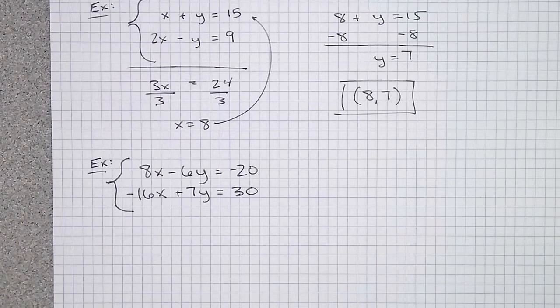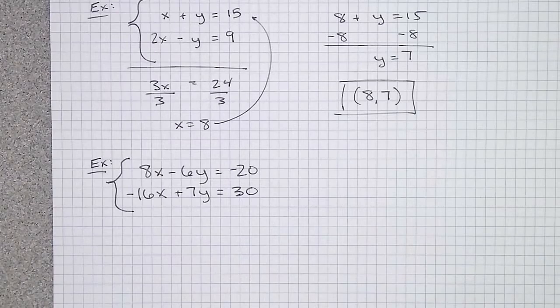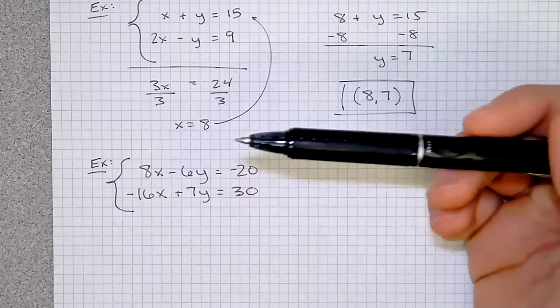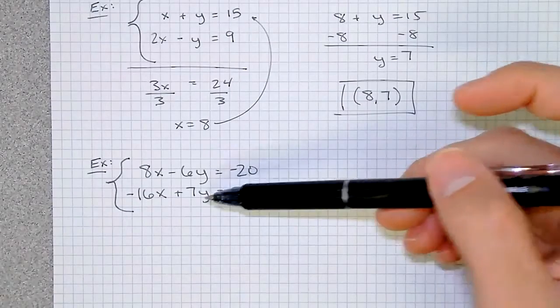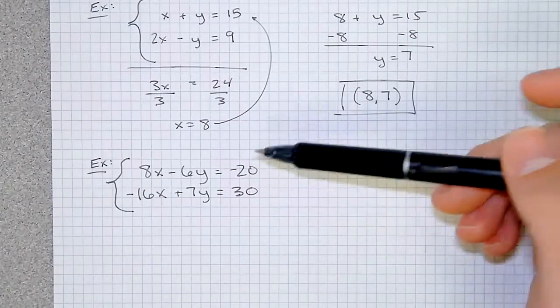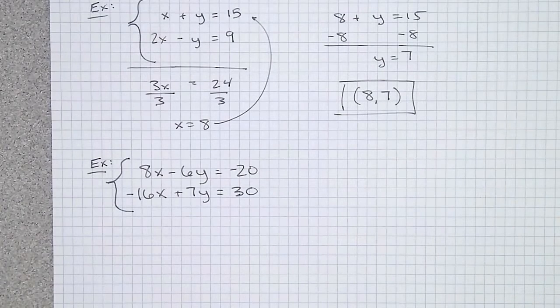All right. So if we just combine these two equations, nothing's going to get eliminated, right? 8x minus 16x still gives us negative 8x. Negative 6y plus 7y leaves us with 1y. Negative 20 and 30 obviously doesn't matter. So what we have to do is manipulate one of these equations, or potentially two of these equations, so that one of our variables will be eliminated.